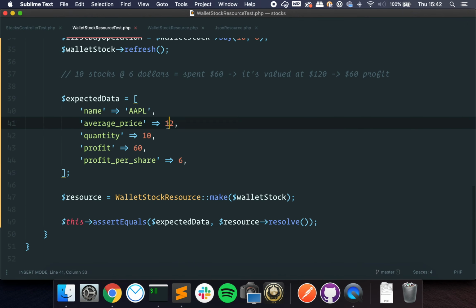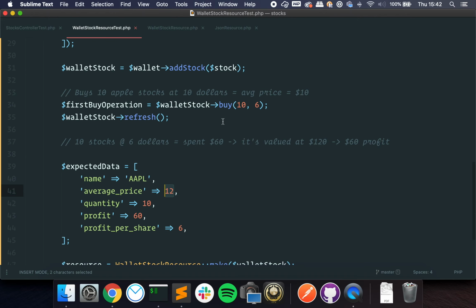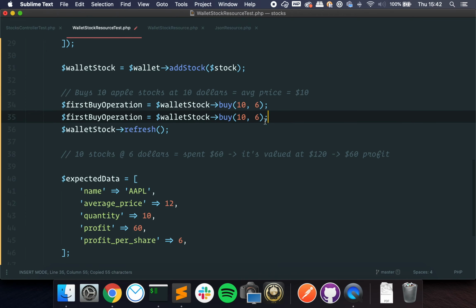Okay, I was getting confused. The average price is actually your average price. So just to make things a little bit real, let's say you bought 10 at 5 and you bought 10 at 7, so your average price is 6. So average price should be 6. Your profit should be 120 actually, and you should have 20.